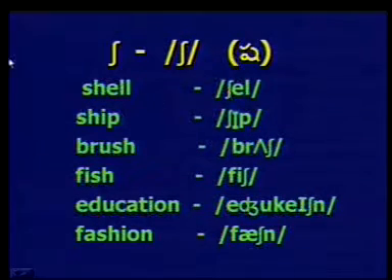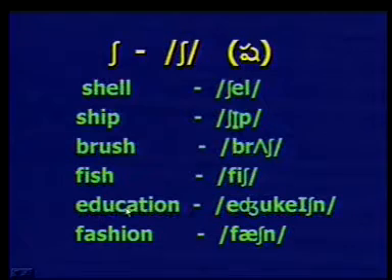S-H-E-L-L, shell. And I would like the learners to remember the difference between the pronunciation of shell and shell. S-H-E-L-L, shell. There is a sound in the middle. S-H-A-L-L, shall. There will be an inverted E in the middle. So there is a difference between shell and shall. S-H-I-P, ship. Brush, sh in the ending position. Fish, sh in the final position.